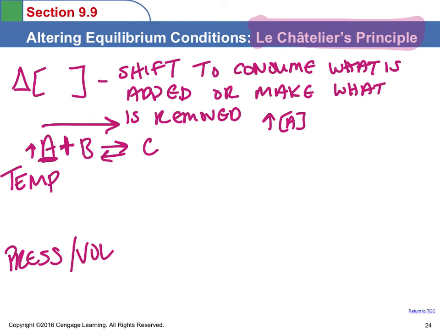If I, for example, take away some B, it's going to want that B back, so it's going to react more in the other direction to make up for me removing B. So if I increase A, it shifts to the right to make more products. If I take away B, it's going to shift to the left to make up for that B that I took away. So that's just a generic example. If I change temperature, it's going to depend on whether it is endothermic or exothermic.